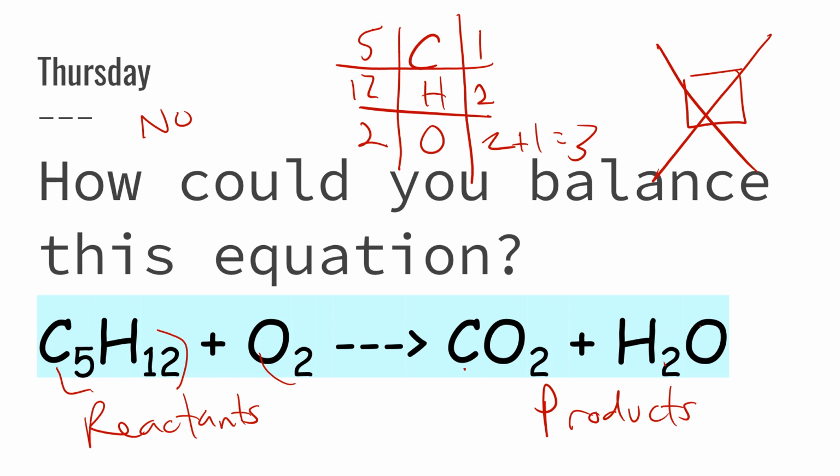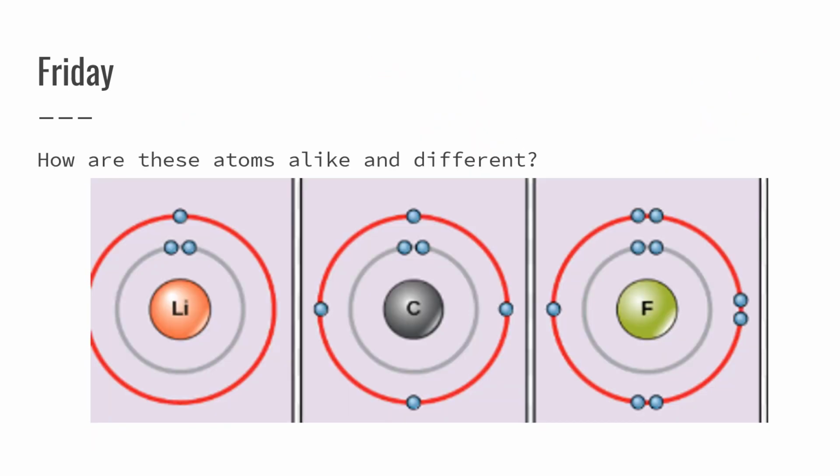To be balanced, you have to have the same amount of each of these elements on both sides. If you had 2 of these that matched and 1 that did not, it would still not be balanced. Each of the elements has to be the same number on both sides of the equation. If you look at these, you can ask the question, how are these different?